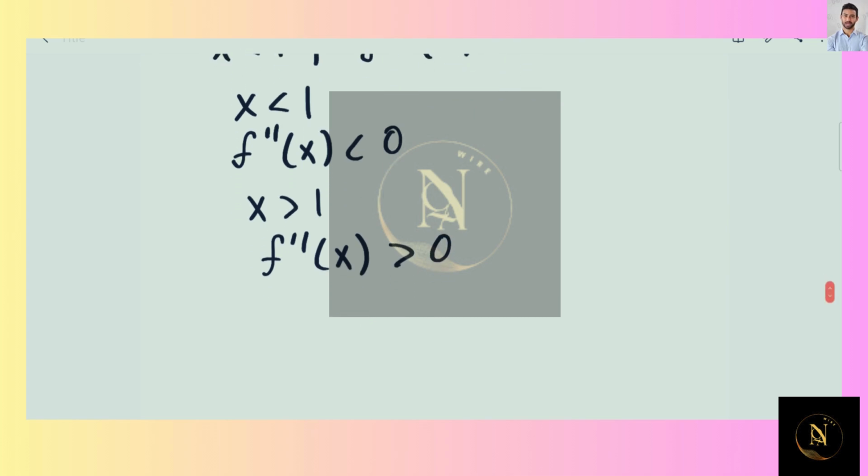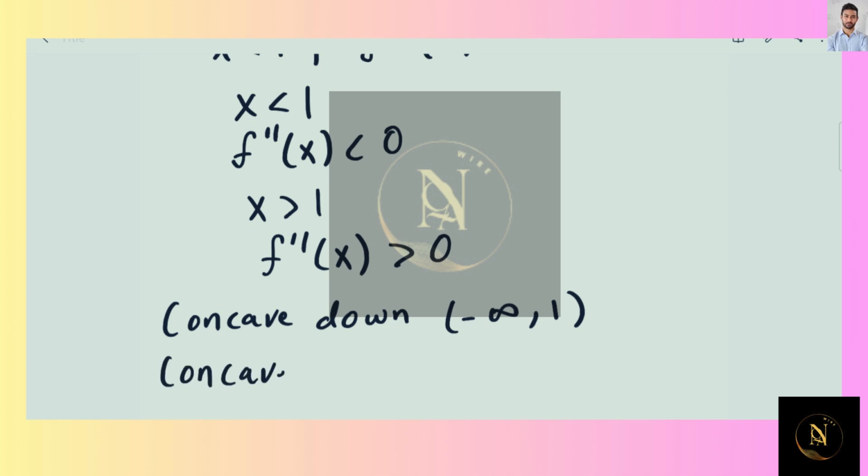So this means that we are concave down on the interval from negative infinity to 1, since for values of x less than 1, our second derivative, f double prime of x, is less than 0, and we're concave up on the interval from 1 to infinity, since our second derivative is positive on this interval.